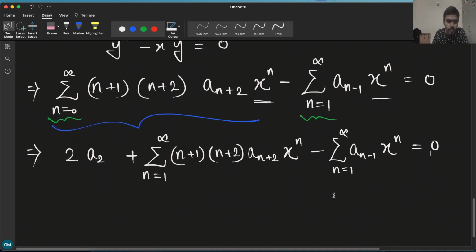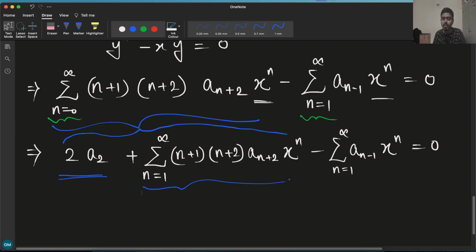So these two terms are basically this series n equals 0 to infinity, and here I am writing the 0th term separately and writing all the other terms in a series summation. And the last series I am keeping as it is. This series is basically this one.